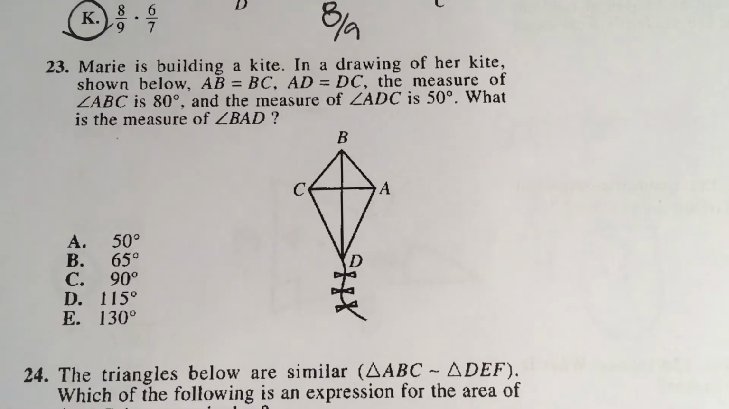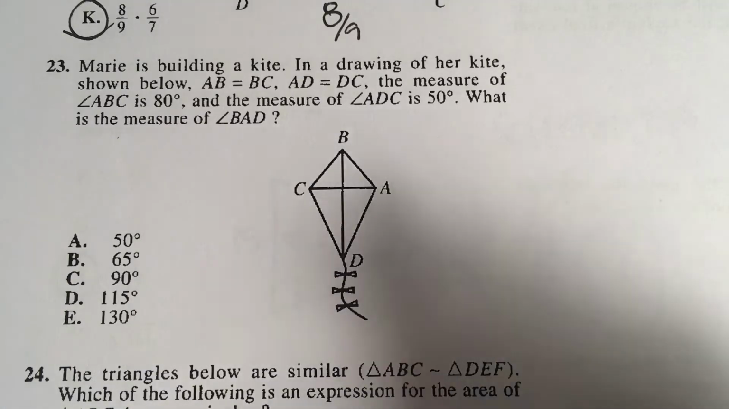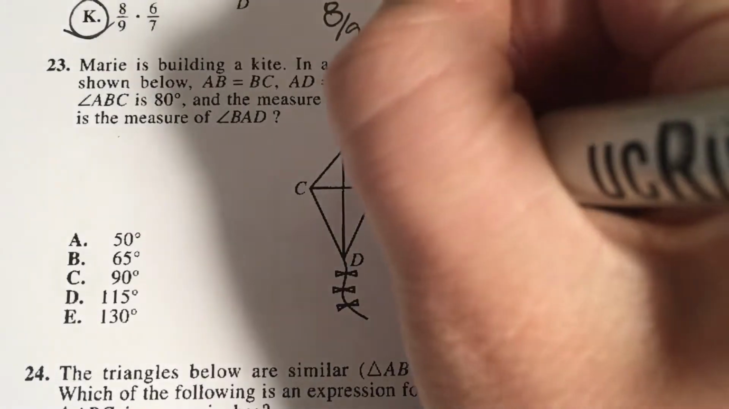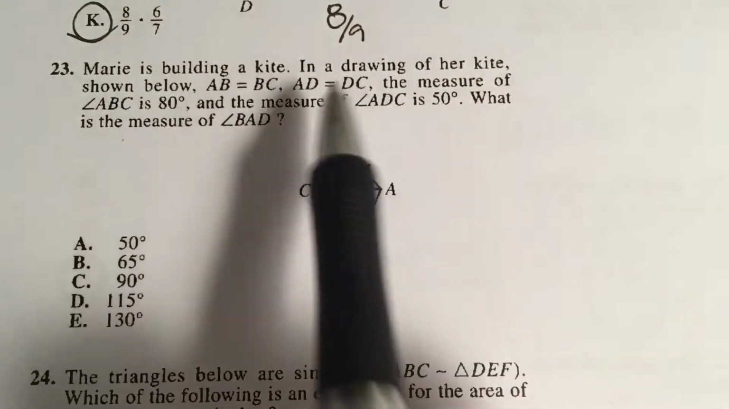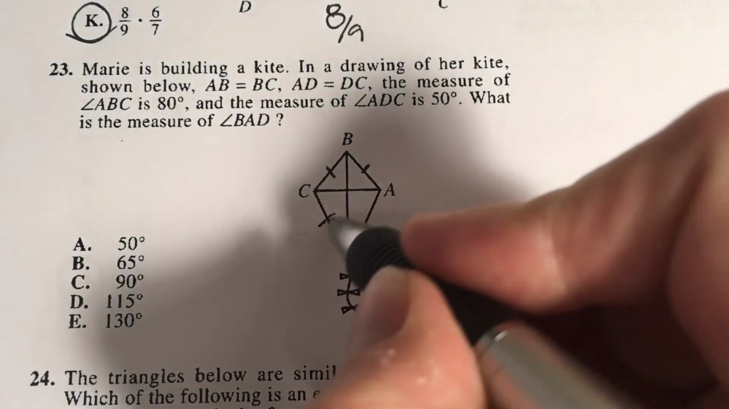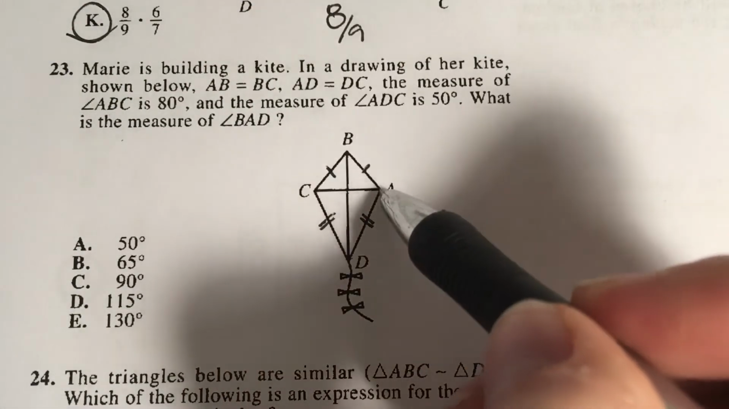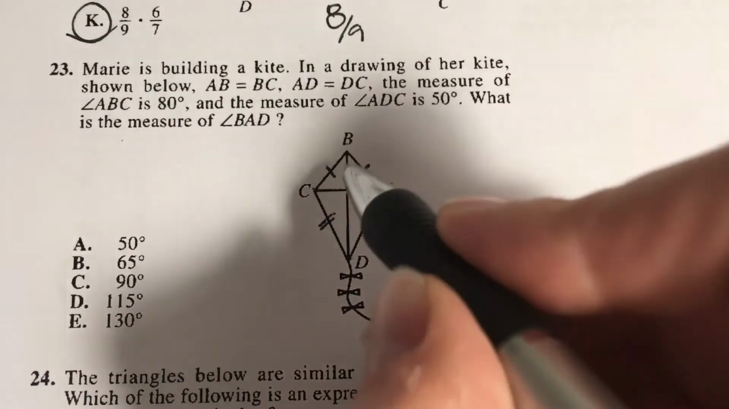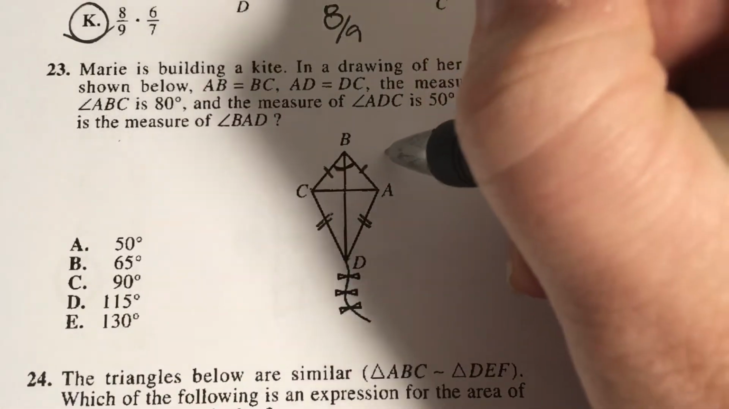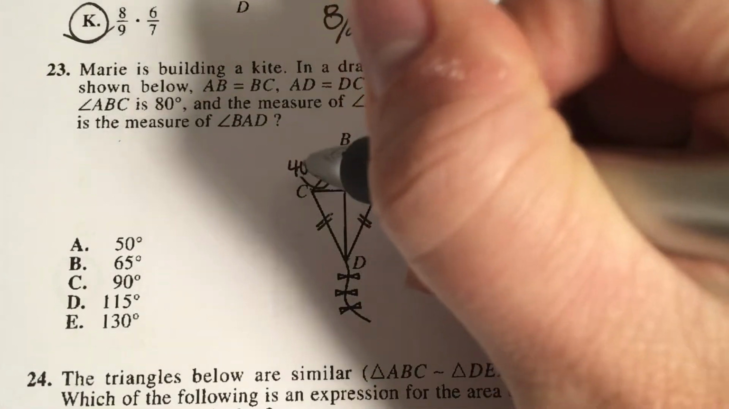This one says, Marie is building a kite. In a drawing of her kite shown below, AB is equal to BC. So this is equal to this. AD is equal to DC. AD and DC are equal. So I'll put the double tick mark there. The measure of ABC is 80 degrees. So this right here is 80 degrees, which really means like this part right there would be 40. And so with this one, 40 degrees.